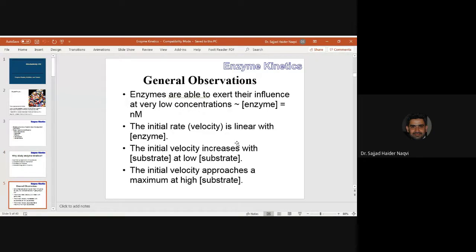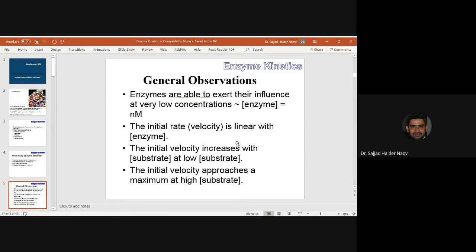Now, there are a few general observations which I'm sure you might also have an idea about. These general observations are part of enzyme kinetics. What are these observations? Number one, enzymes are able to exert their influence at a very low concentration.